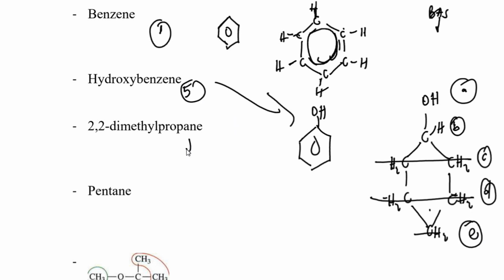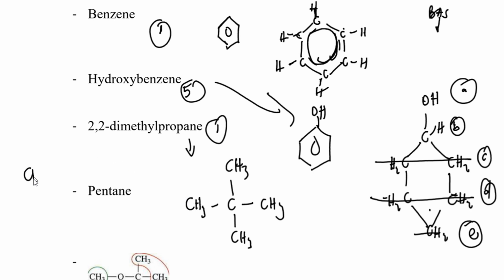So now let's look at 2,2-dimethyl propane. Propane is CH3, CH3, and with 2,2-dimethyl that's going to be CH3, CH3, right? So how many magnetic environments? Basically, all of them are the same, so it's going to be one magnetic environment.